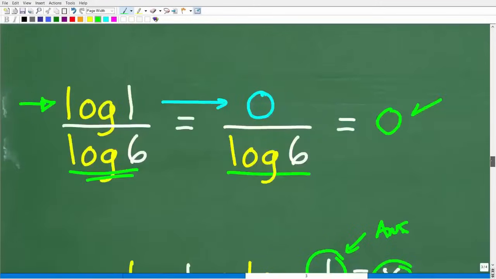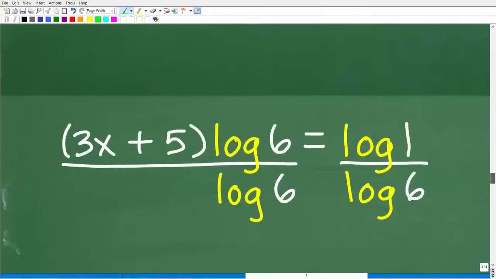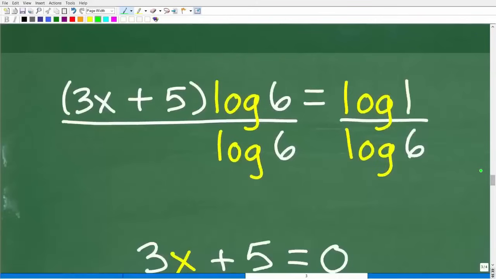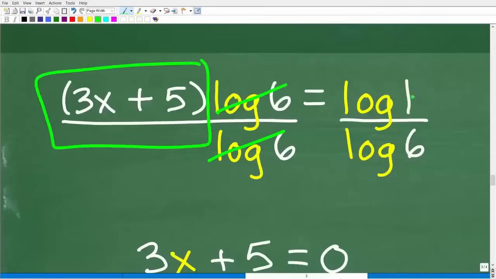So again, you should be familiar with these common logarithm values. So log of 1 is 0. We can see that. We don't even need our calculator. So this is going to make this problem super easy. When we divide both sides of the equation by log 6, this goes away. Log 6 by log 6 is 1. So we just have this on the left-hand side, and we have log 1 divided by log 6. Oh, this thing is 0. So this whole thing over here is going to be 0.